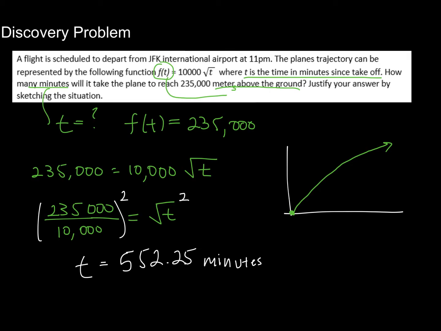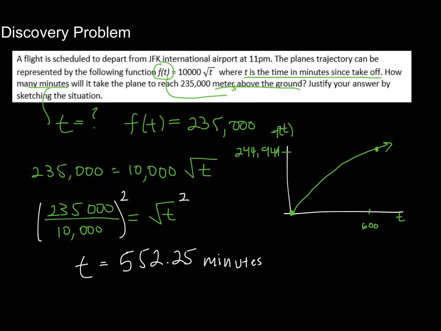244,949 approximately. And so if we graph that point, 600, and this is t here, then the point at which we are in our graph is going to be 244,949. And this makes perfect sense because we are saying at 552 minutes we're going to be at 235,000 feet, or I'm sorry, meters above the ground. And I should label my y-axis as f of t as such.